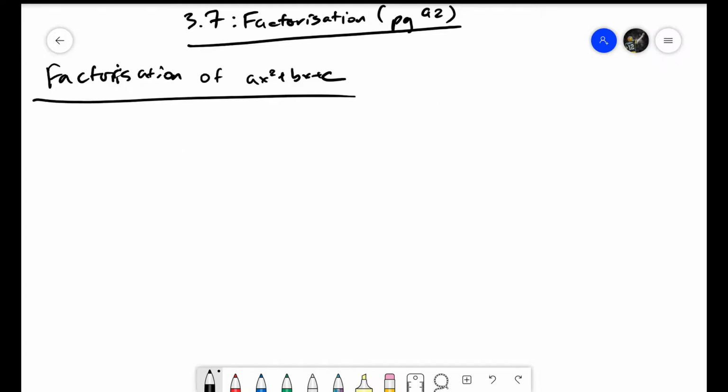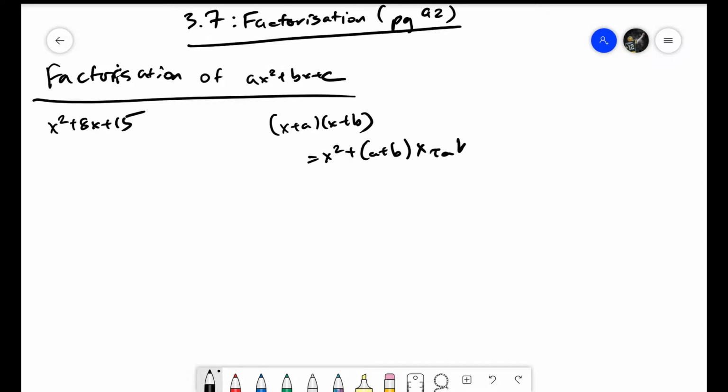The last quadratic factoring technique we'll be looking at is factoring ax squared plus bx plus c. So the first example is x squared plus 8x plus 15. Remember that the binomial expansion of (x plus a) times (x plus b) is equal to x squared plus (a plus b) times x plus ab. This means that in this case we're looking for a and b such that a plus b equals 8 and ab equals 15. So that means that a equals 3 and b equals 5, or you can do a equals 5 and b equals 3. So that means that this is equal to (x plus 3) times (x plus 5).